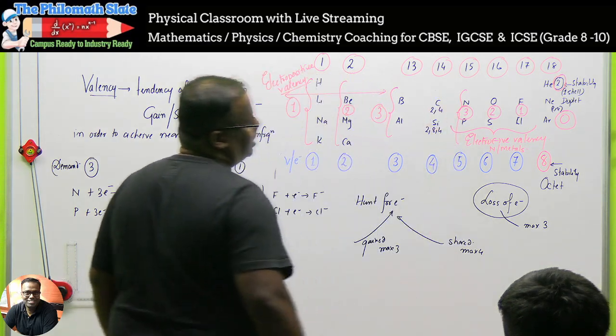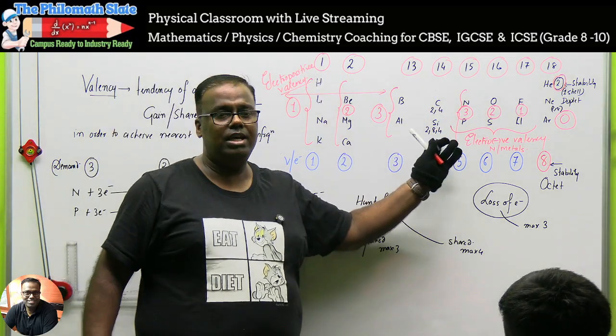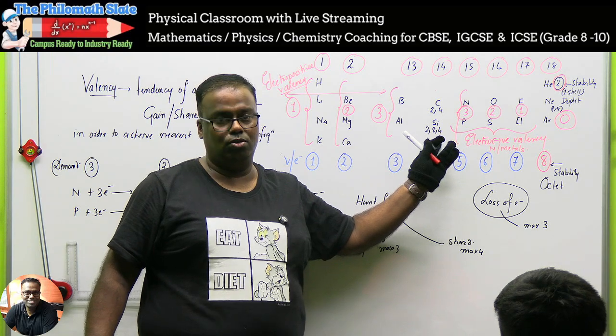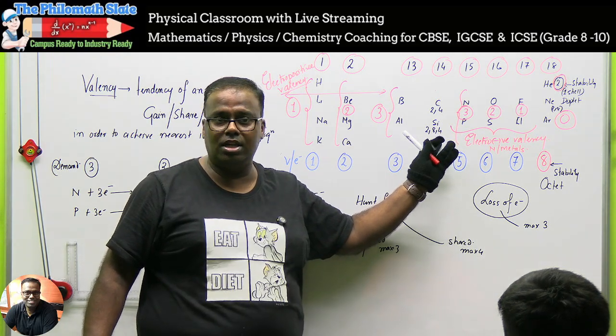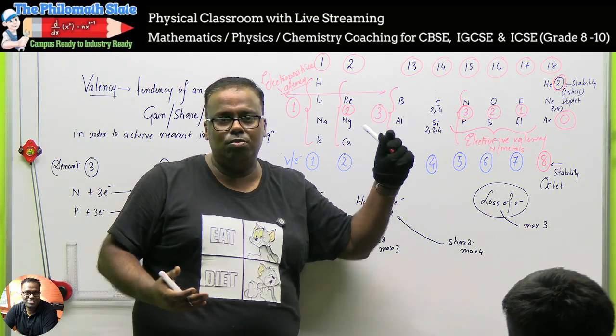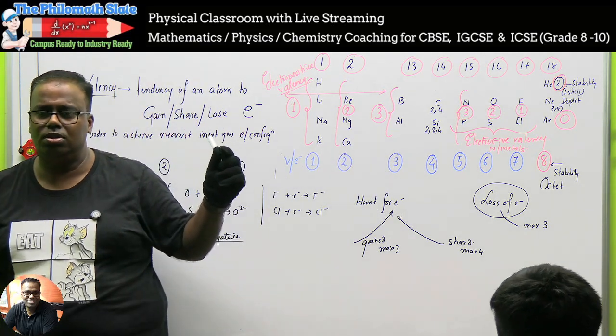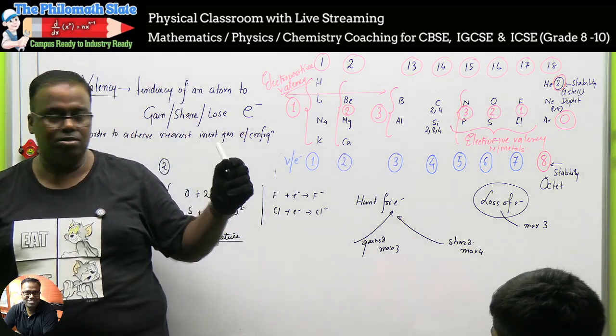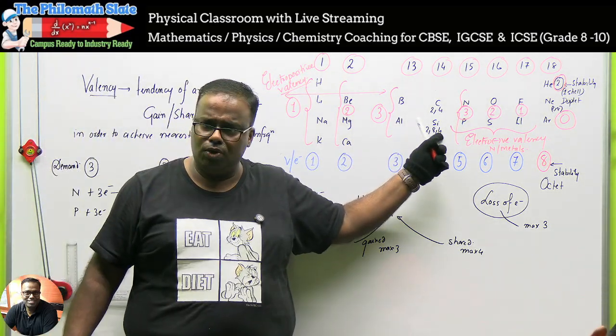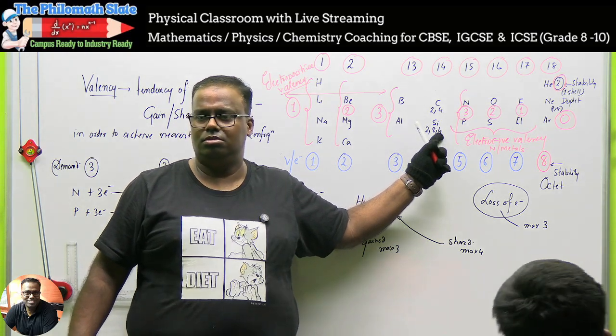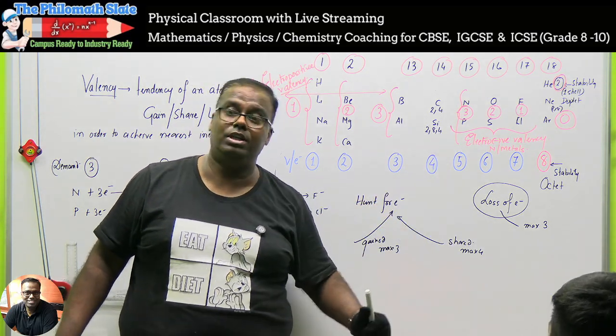4 is very strange. 4 means they cannot gain 4 electrons. Nobody is going to give you 4 electrons. Gain 4 means how can you gain 4? Nobody is going to lose. Loss is maximum 3, so you can't gain 4. Can you lose 4? Loss of 4. Can you share 4?